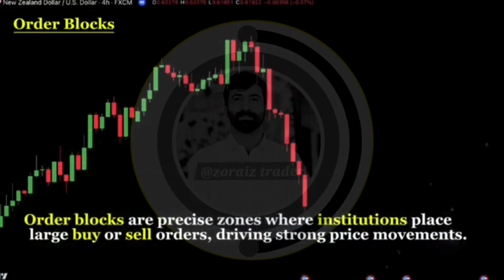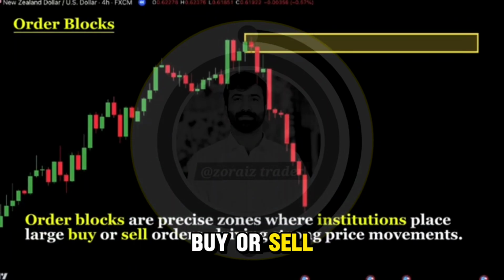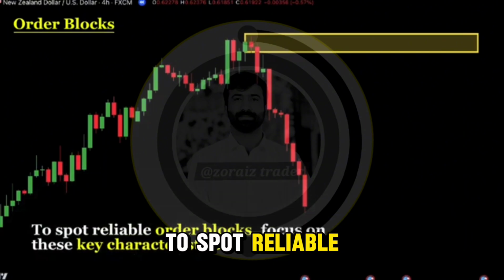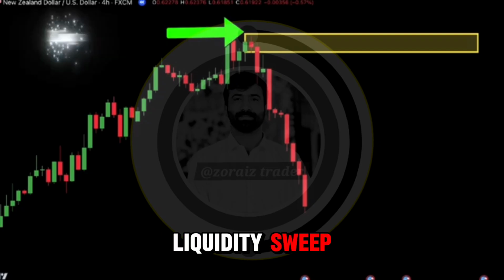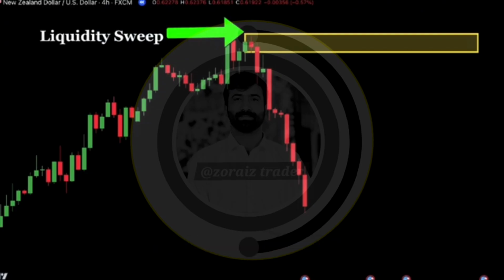Order blocks. Order blocks are precise zones where institutions place large buy or sell orders, driving strong price movements. To spot reliable order blocks, focus on these key characteristics. Liquidity sweep. Price must sweep liquidity above or below the previous candle.